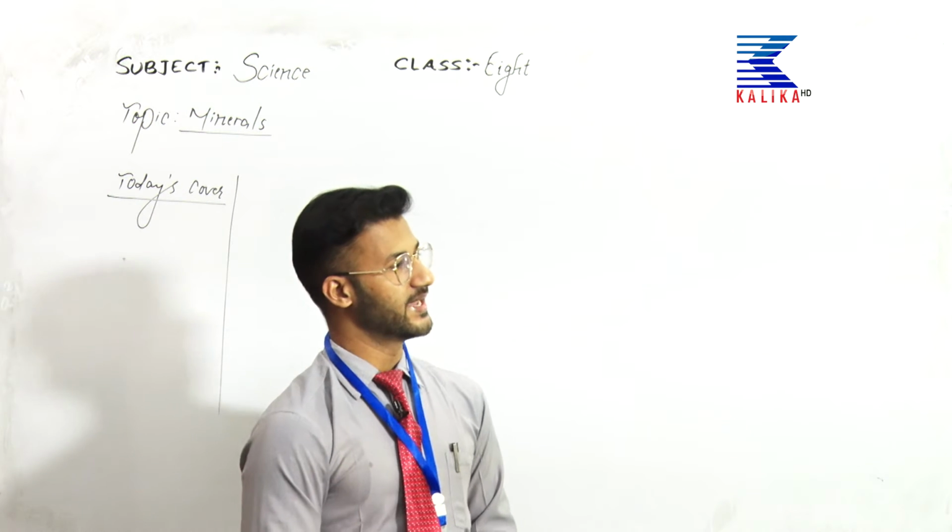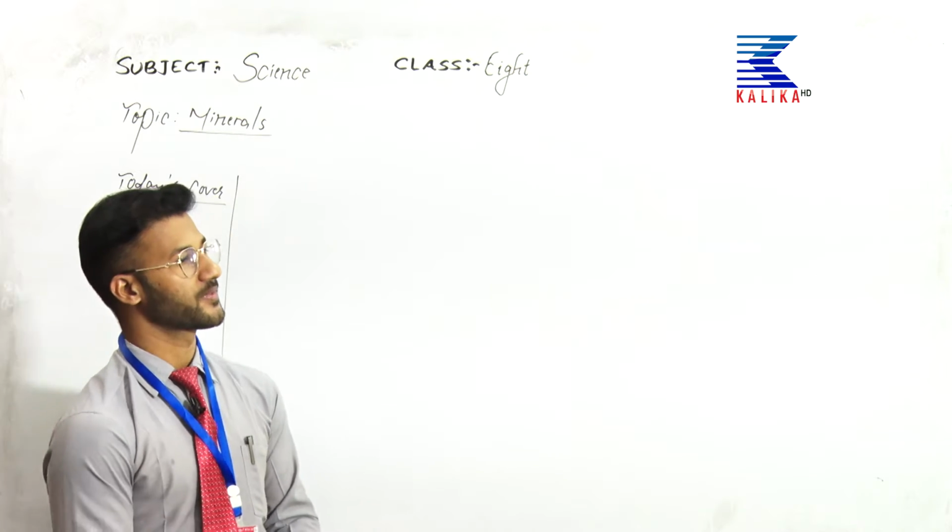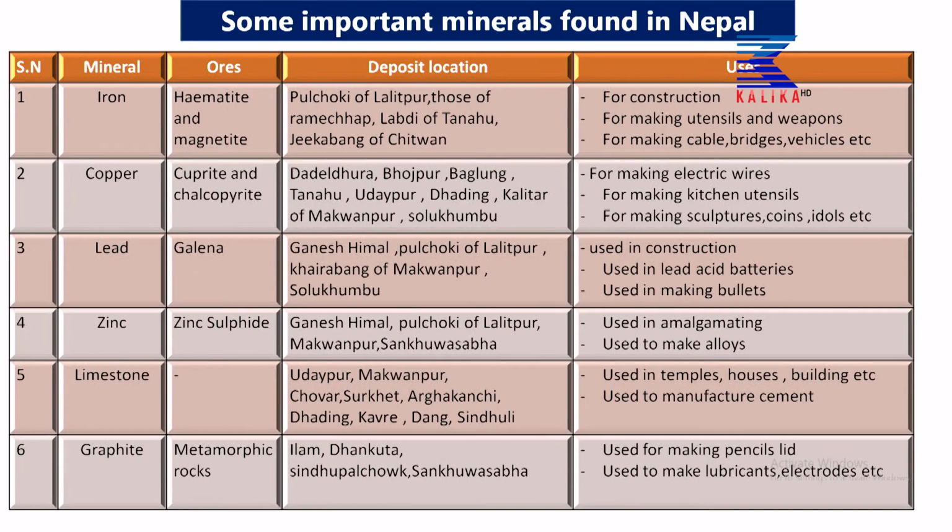Likewise, the next use is for making kitchen utensils, because it is a good conductor of heat; that is why different kitchen utensils are made of copper. It is also used for making sculptures, coins and idols. Sculptures, coins and idols.